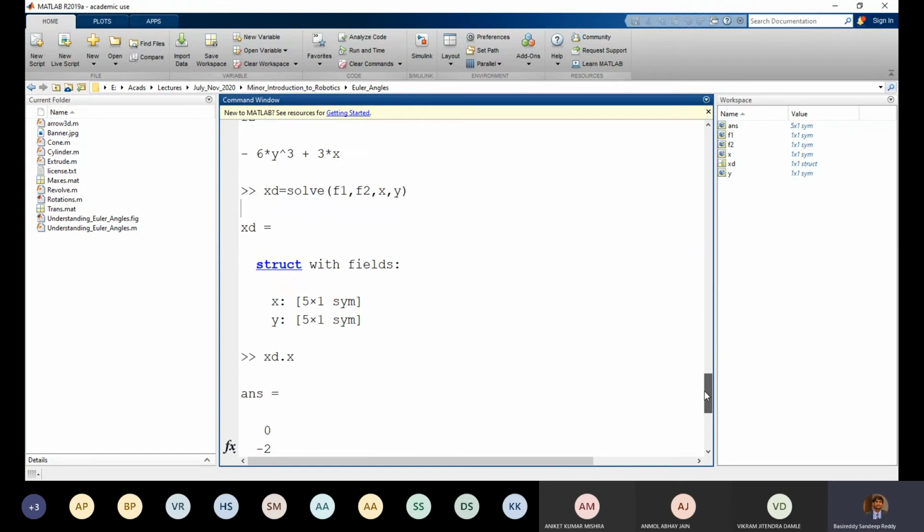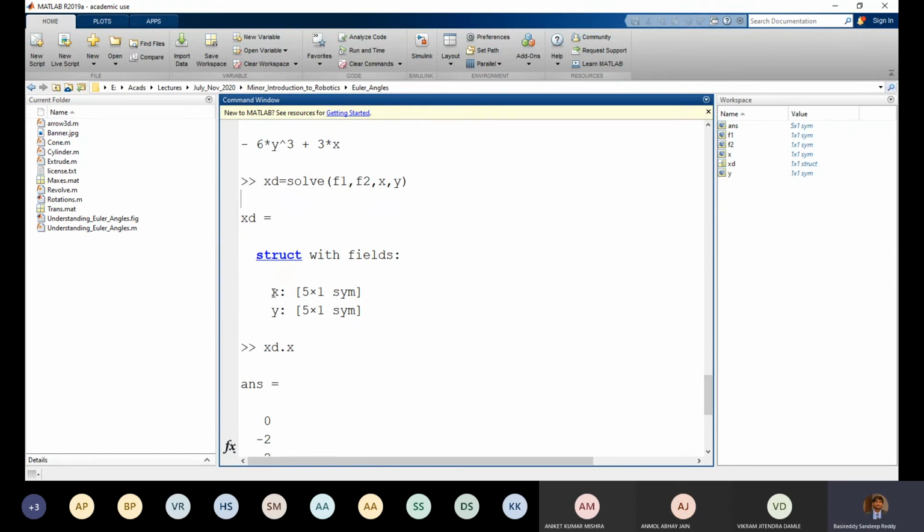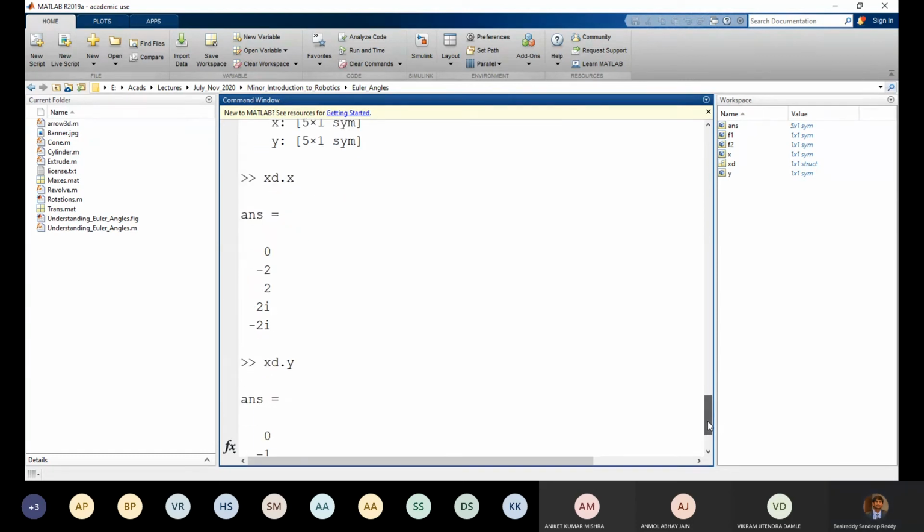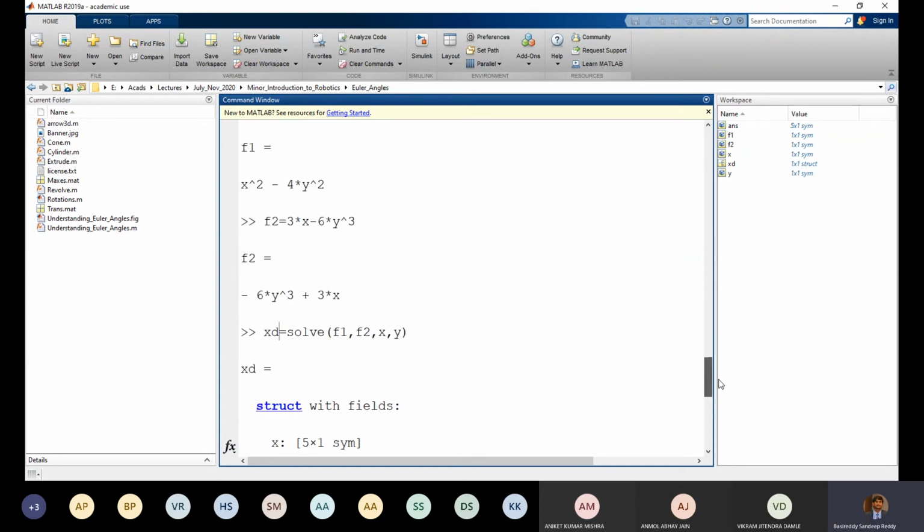When you do this, you should get something like this. For x you are getting 5 values and for y 5 values. 5 cross 1 means that the answer vector of x has 5 values. To extract those values, you just type xd, whatever you had put on the left hand side of this solution, dot x, and the answer will give you all the values of x. And if you type xd dot y, then you get all the values of y. Just do this and see if you are getting it.